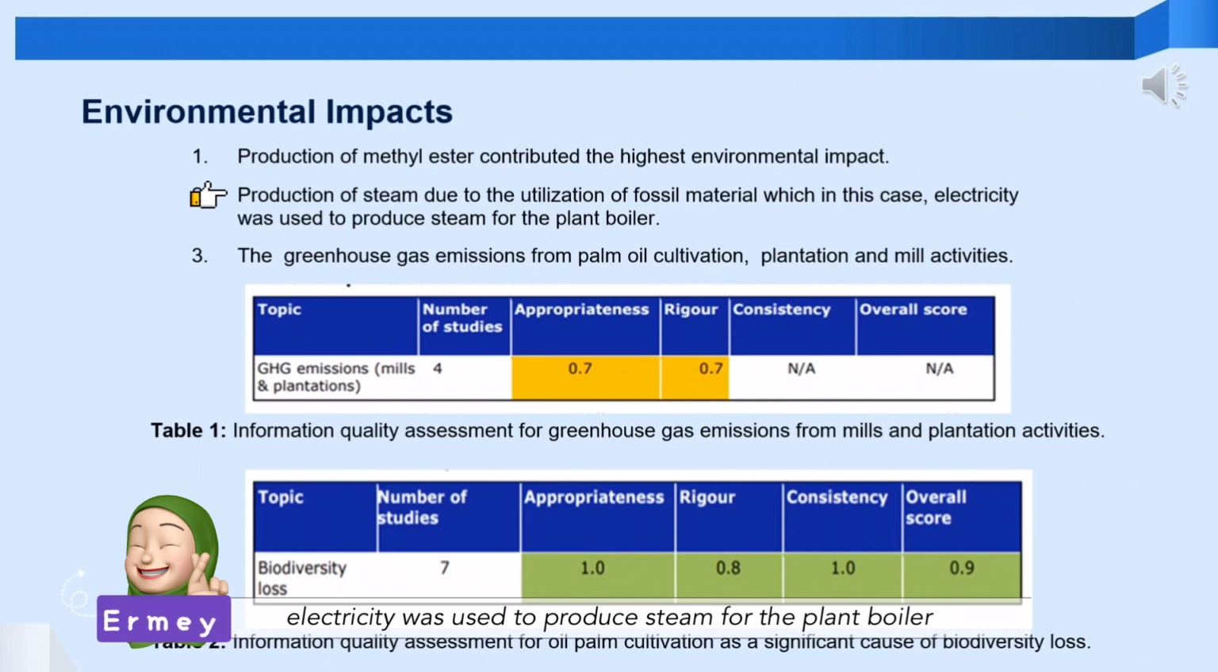which in this case, electricity was used to produce steam for the plant boiler. Lastly is greenhouse gas emissions from palm oil cultivation and initial processing, which is derived from two main sources. First one is land use change, with additional emissions if fire is used to clear land for cultivation, and the second one is plantation and mill activities.